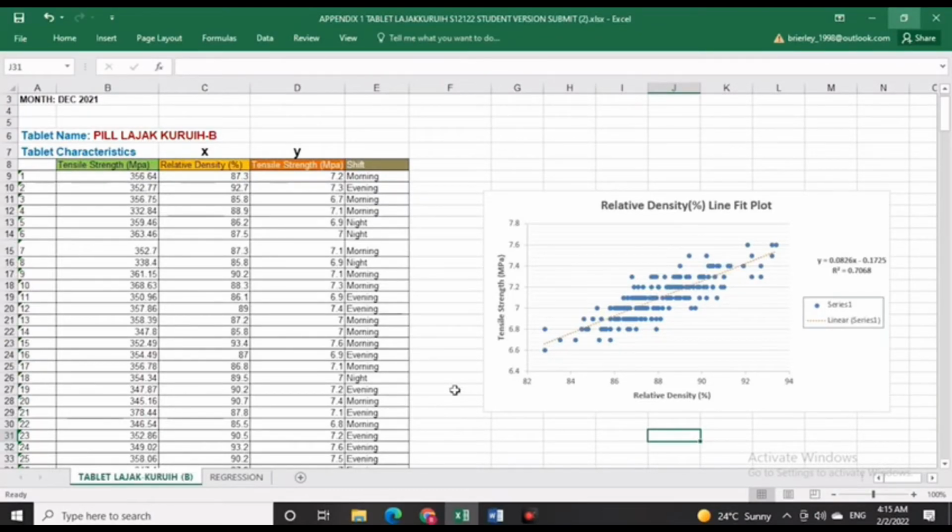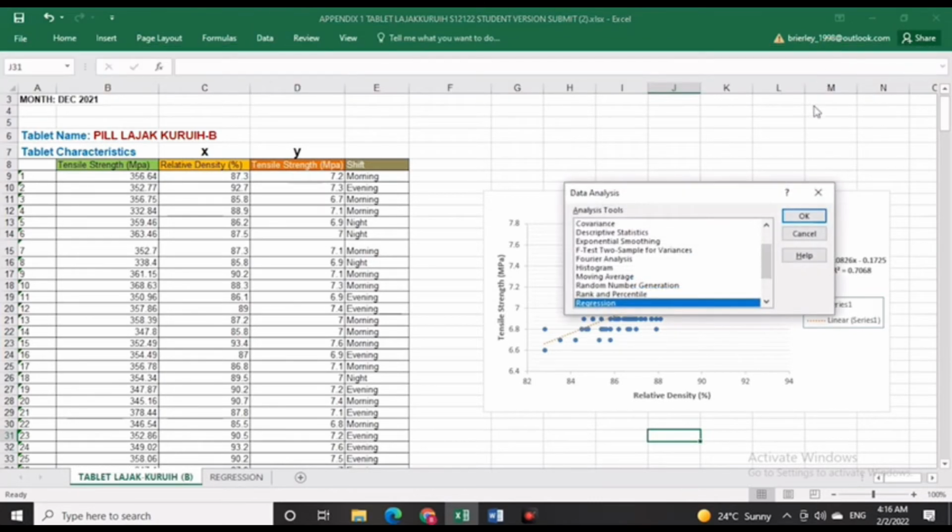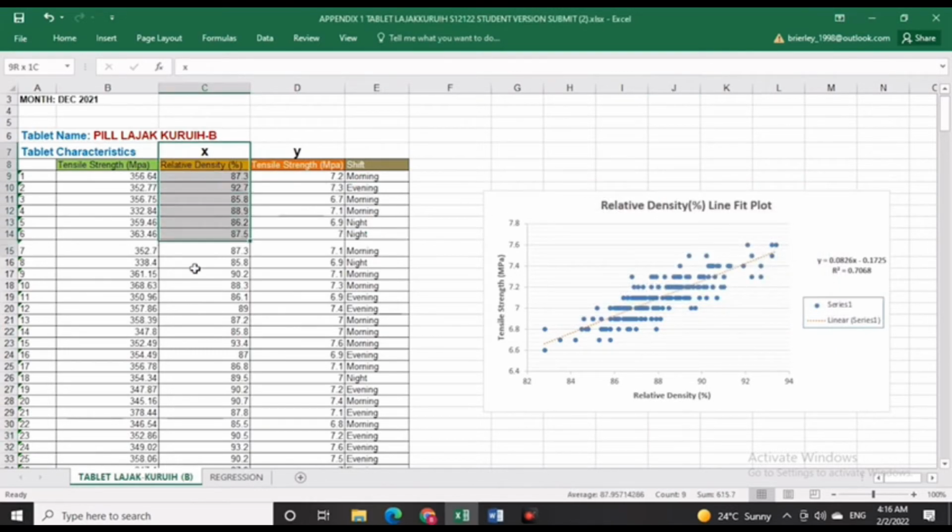Hi, my name is Brayley Gibson and I'm going to talk about part D, which is about regression analysis. To do that, we choose the data option in Excel, choose data analysis, and then pick regression. For regression analysis, we put relative density as our x value and the tensile strength as our y value.